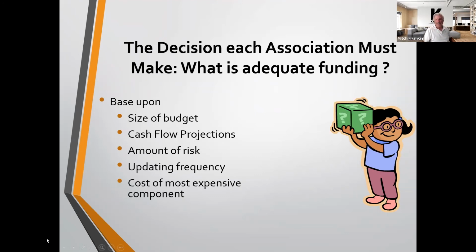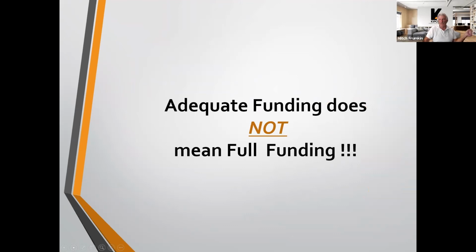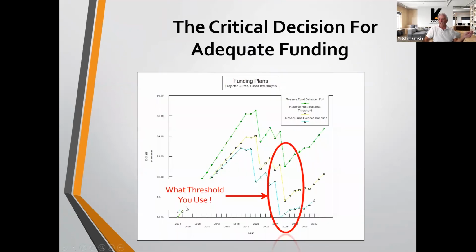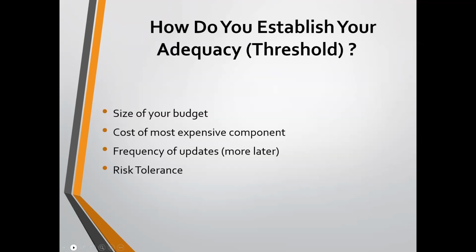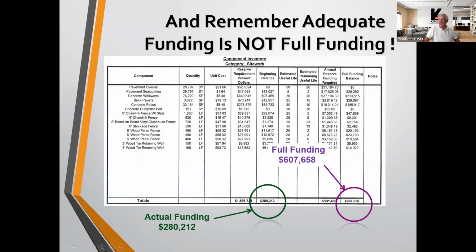So I hate to tell you, I'm showing you how to evaluate it, but there's really no single answer to it. You have to come up with the answer. That's why it's important to meet with the reserve preparer. Again, adequate funding does not mean full funding, nor does it mean overfunding. So again, it's what threshold you use. And this is a repetitive slide, I guess. I talked about this.